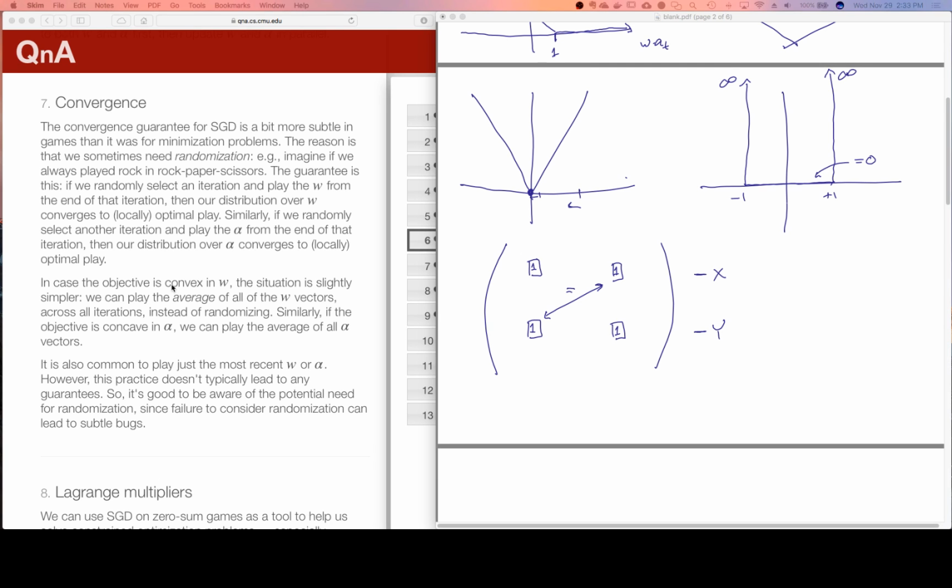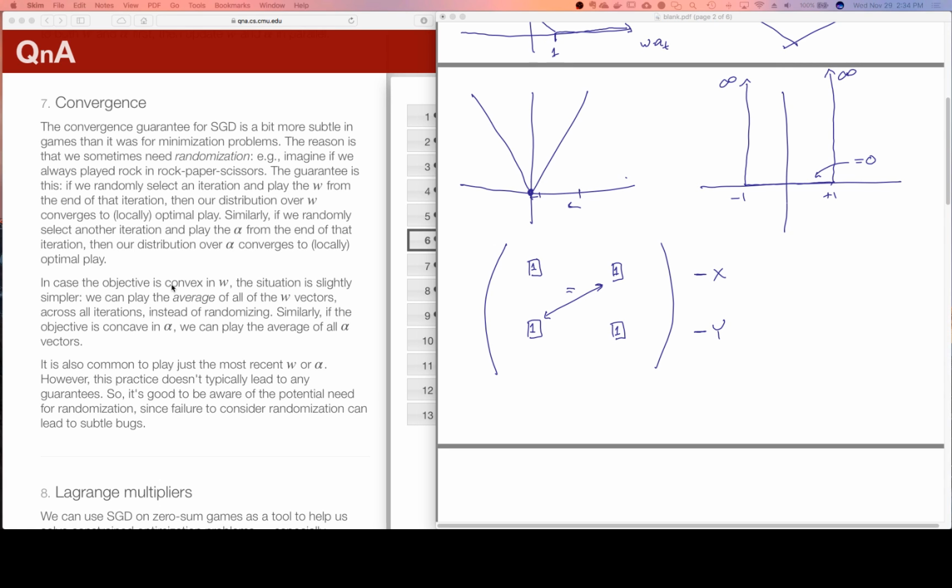If you want to do well in this game, you can't necessarily play a deterministic strategy, right? Like you can't always play rock, because if you always play rock, your opponent's always going to play paper and you'll always lose. So in order to succeed, you're going to have to use randomization. And so the convergence guarantee for SGD in games actually includes randomization in the guarantee.